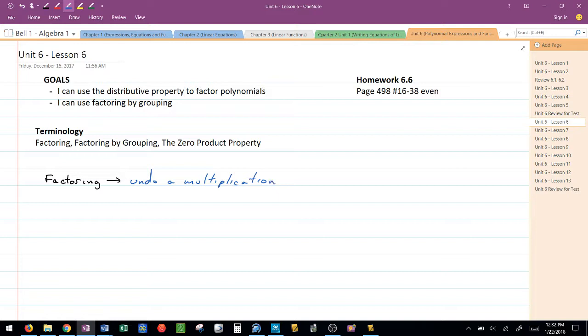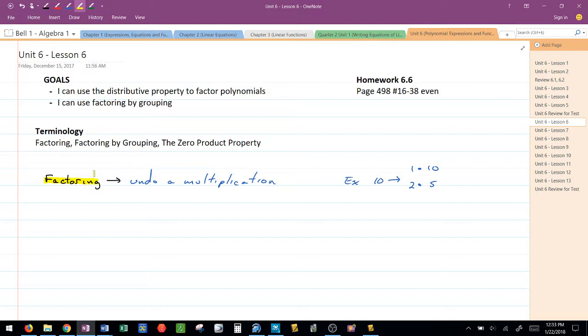For example, if I gave you the number 10, you know there are a couple of different ways that I can represent 10. I know that it factors to 1 times 10. I know that it factors to 2 times 5. And both of those are viable answers. When we deal with polynomials, there's only one way to do things, so we need to learn this technique.